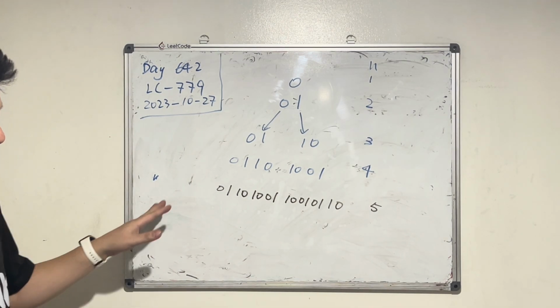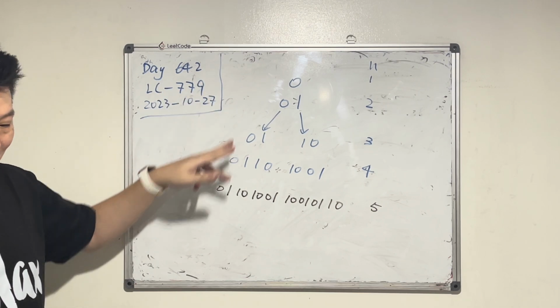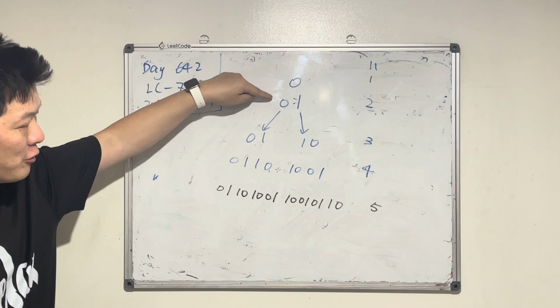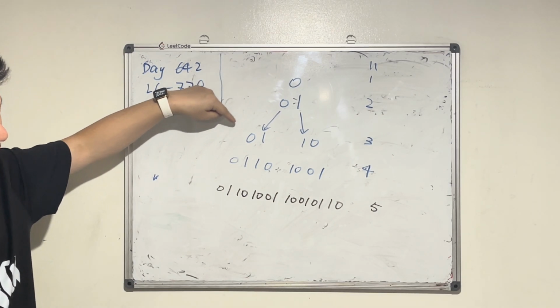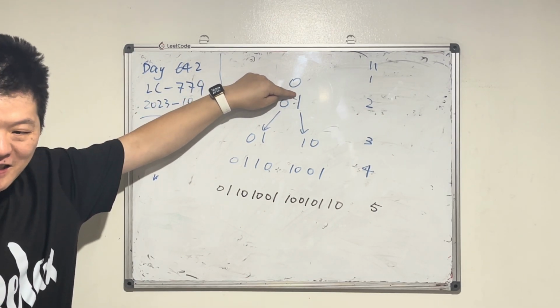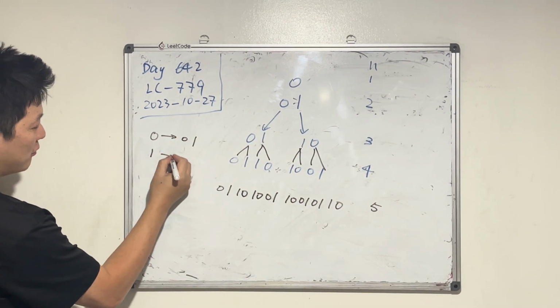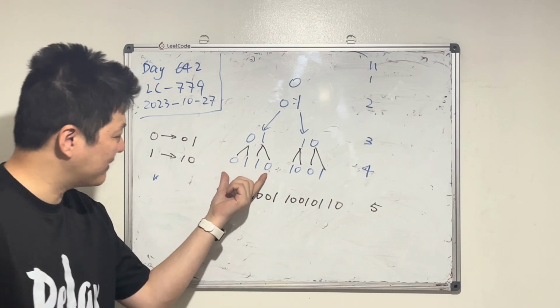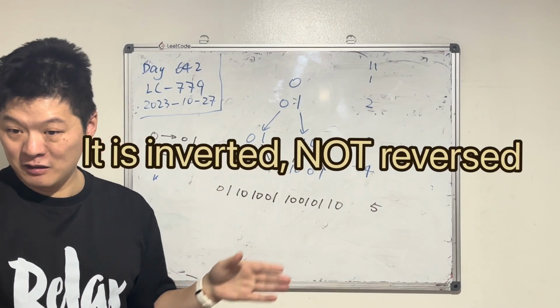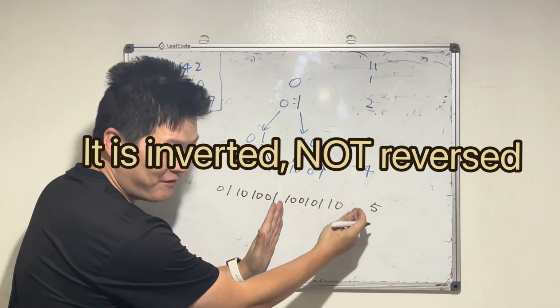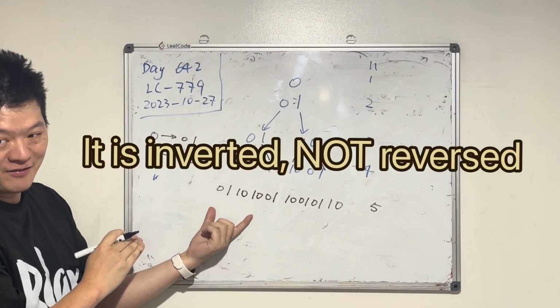Okay, so I already gave you the hint. It just replaces the 1 with 1, 0, and the 0 with 0, 1. I replace 0 with 0, 1. I replace 1 with 1, 0. And it looks like I copy it and reverse it. Reverse is very important. It looks like the second half is the reverse of the first half, right?